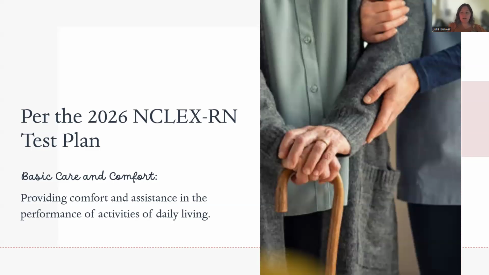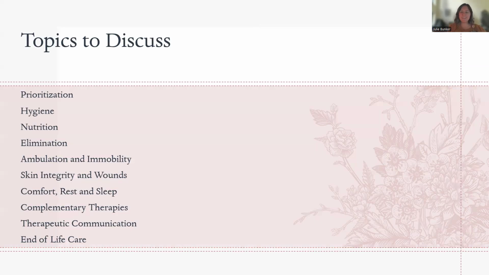So, a long list of topics that the NCLEX test plan gives you, but here are the big ones that I want to start with and go through with you today. We're going to brush up on prioritization and then jump right into hygiene, talk a little bit about nutrition, not your whole nutrition course that you took, but some topics related to fundamentals and basic needs. And of course, related to that, elimination. We'll talk about ambulation and immobility, the effects of immobility, skin integrity, and wounds. I love wounds. So weird, but I love them.